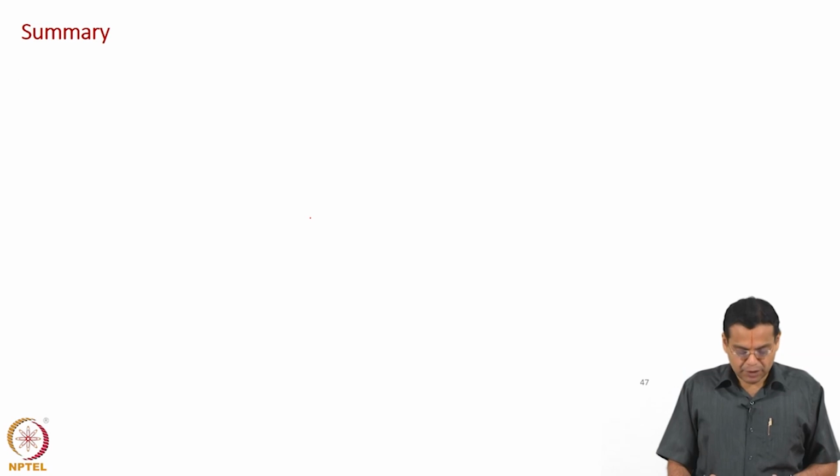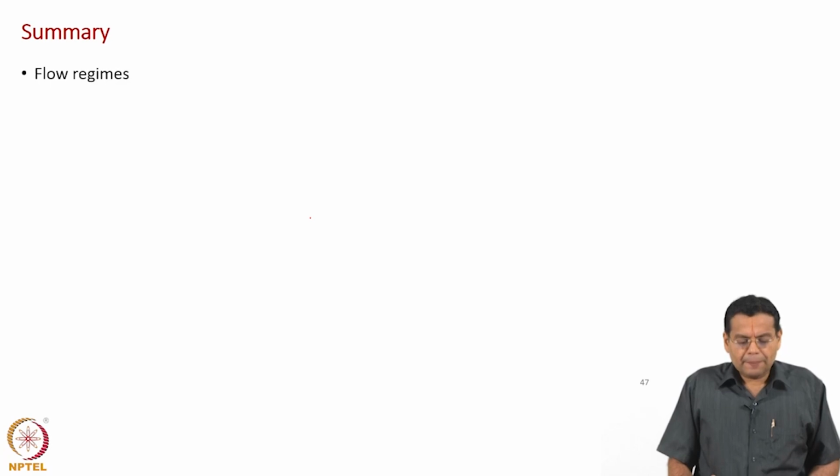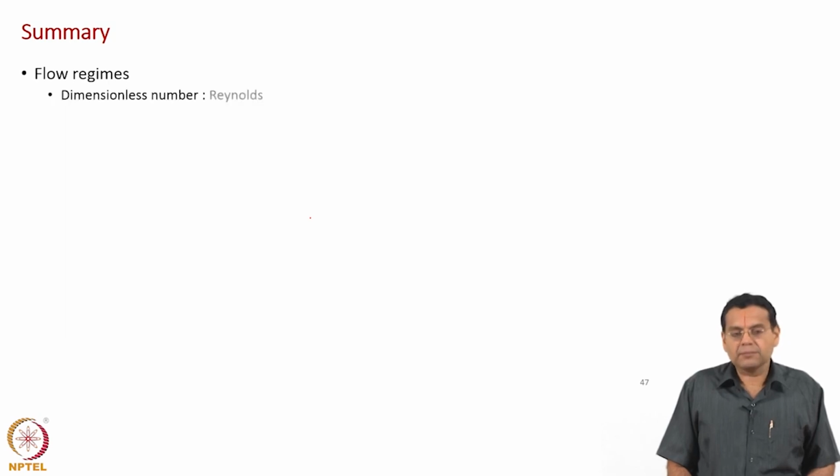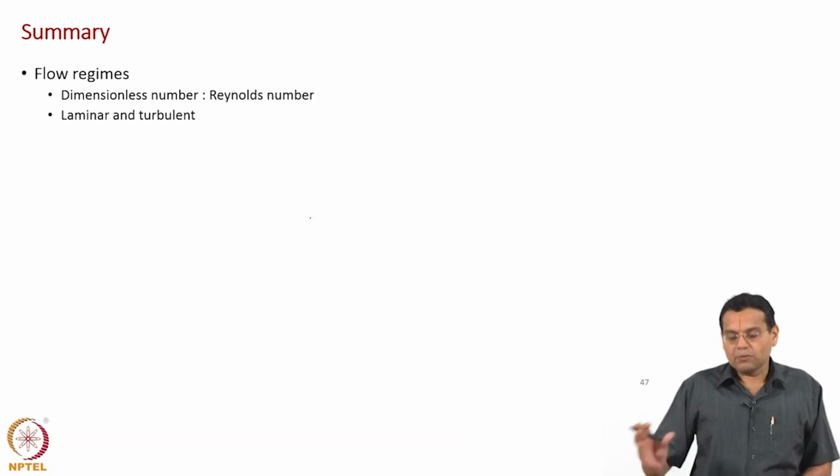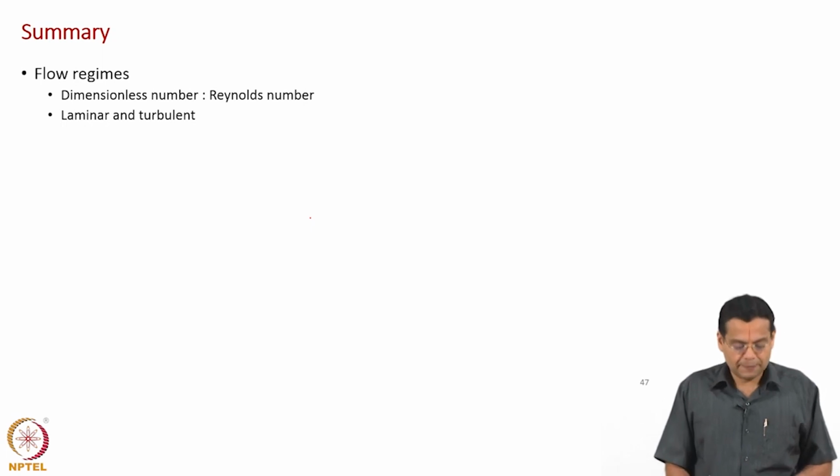So let us summarize whatever we discussed under inviscid flows. We started with the discussion on flow regimes. They tell about the characteristics of the flow in terms of a dimensionless number, namely Reynolds number, which is the ratio of the inertial forces to the viscous forces. We looked at two regimes, one at low Reynolds number, namely laminar flow regime, and one at high Reynolds number, namely turbulent regime. In between, of course, you can have transition. While laminar was ordered, turbulent was highly disordered, okay.